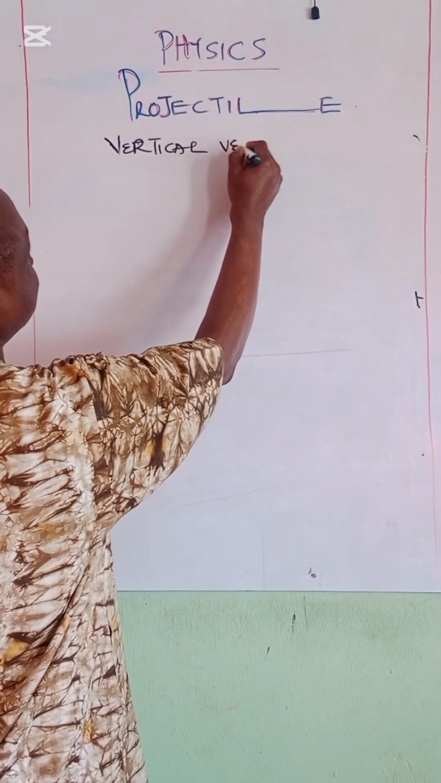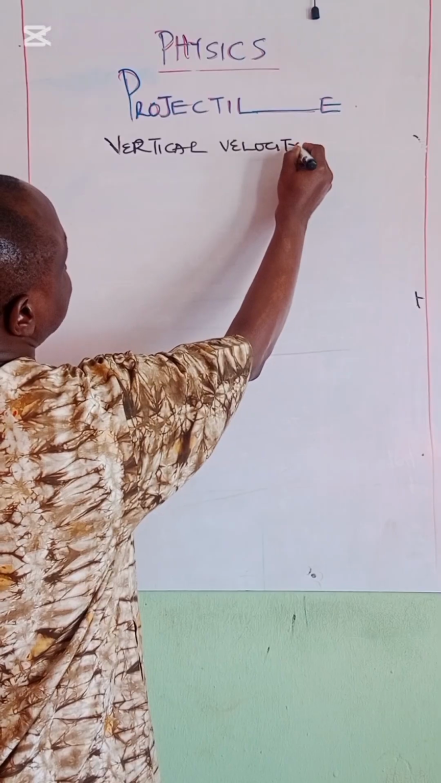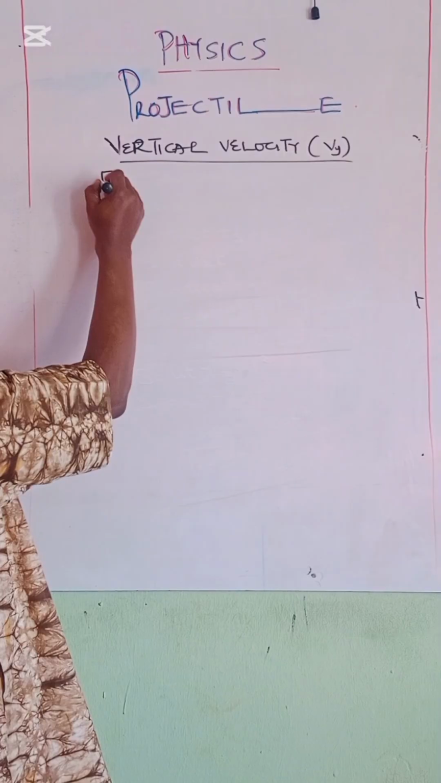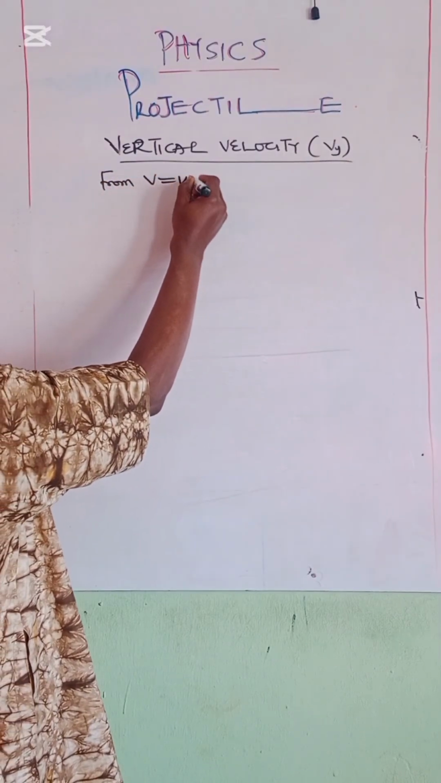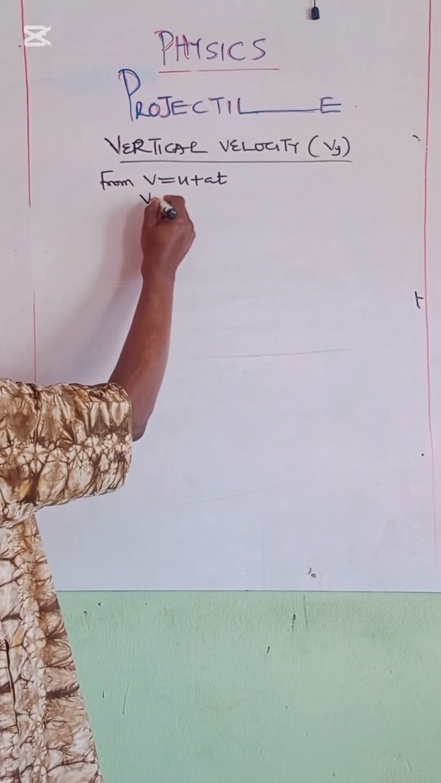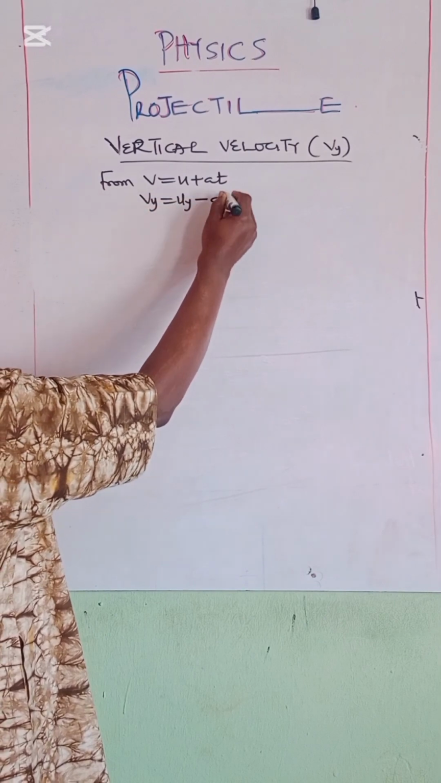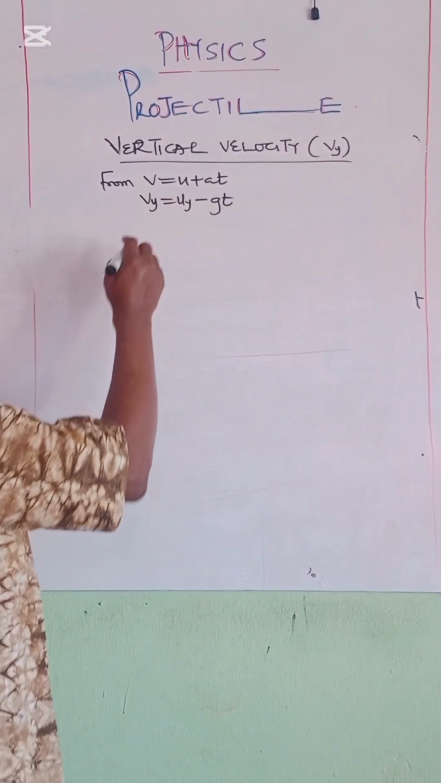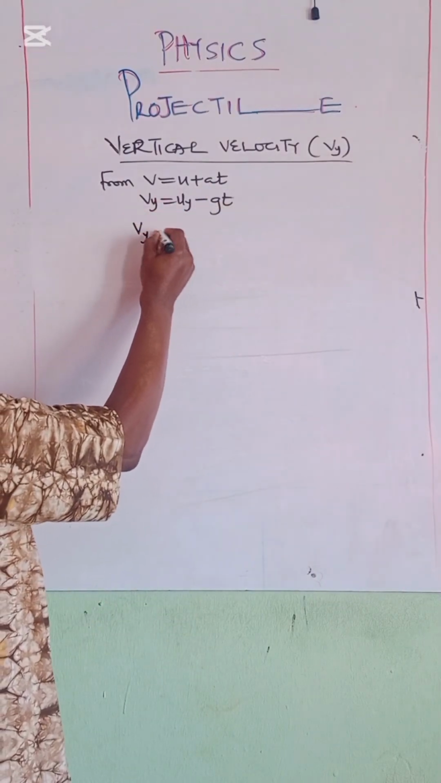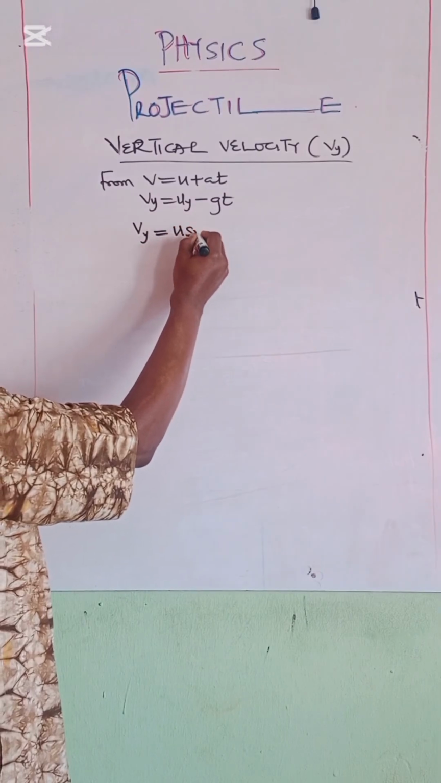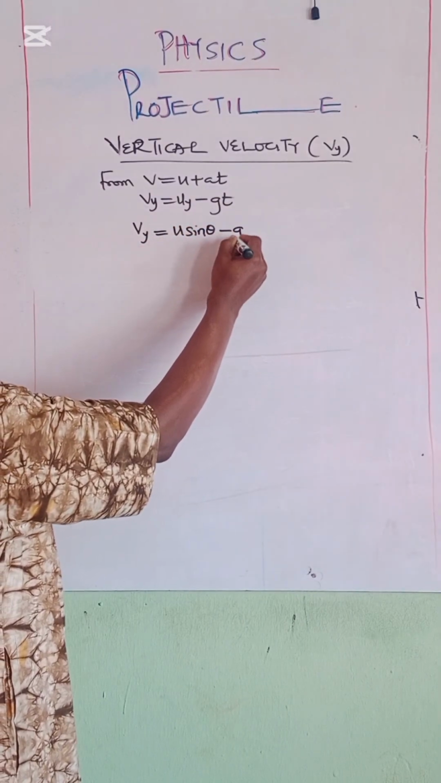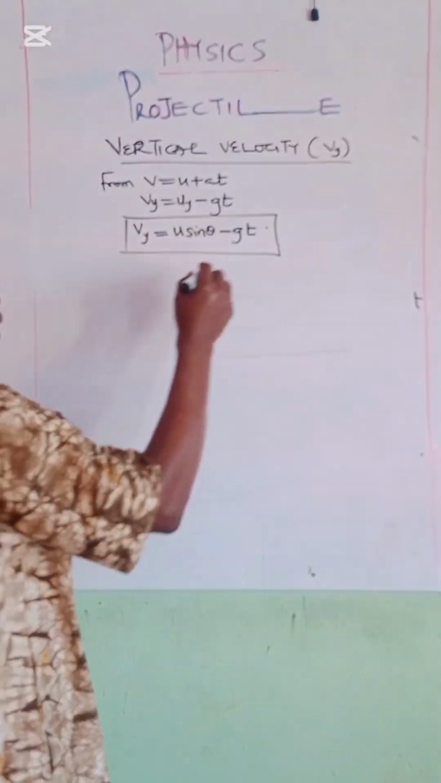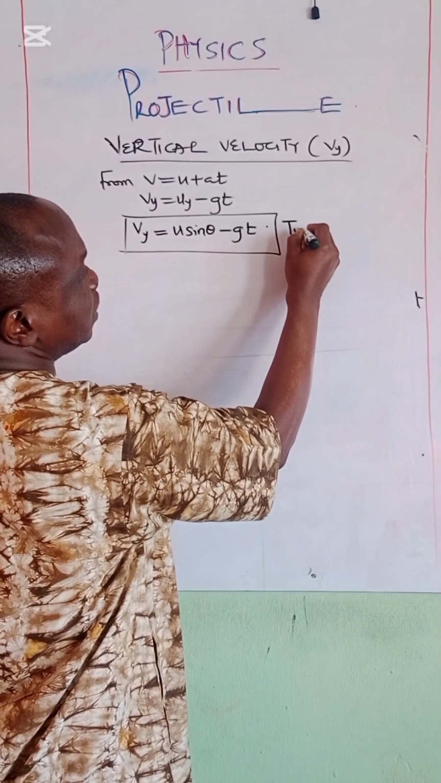Vertical velocity, the final velocity in the vertical direction, we call it Vy. From v = u + at, we say Vy = uy − gt. So far we are dealing with vertical, so a is −g. What is Vy? That's what we want to get. It is equal to uy, which is u sin θ, then minus gt. This is the formula for finding vertical velocity. You can see it depends on time. This is time dependent.